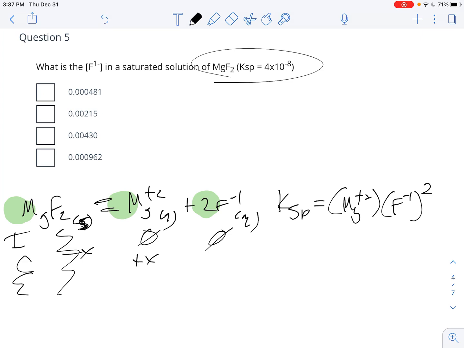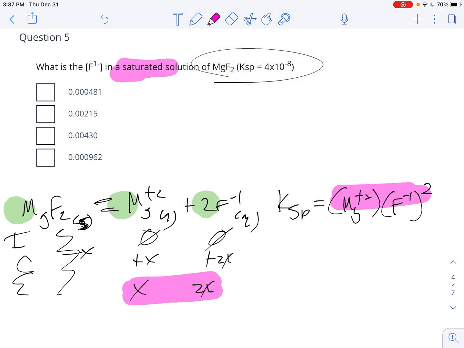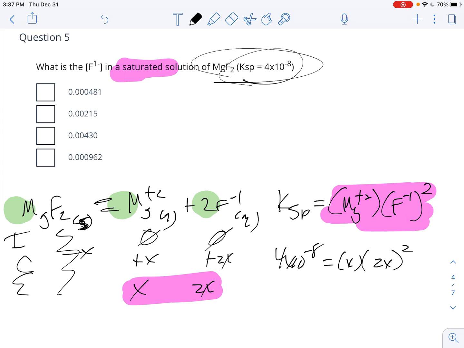If that's the case, please remember that this is a 1:1:2 ratio. So consequently, this is going to be a plus X and a plus 2X to give me X and 2X. I now have my equilibrium values, which is saturated, the same thing that's up here. And so 4 times 10 to the negative 8th, which is the number they gave me, is going to be equal to X times (2X) quantity squared. Please again note that (2X) quantity squared is different than 2X squared. They are not the same thing. It is (2X) quantity squared.